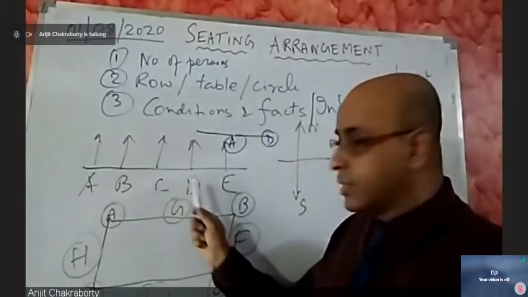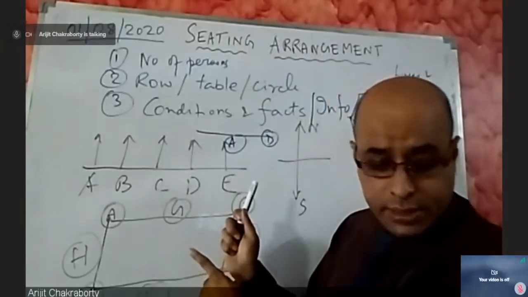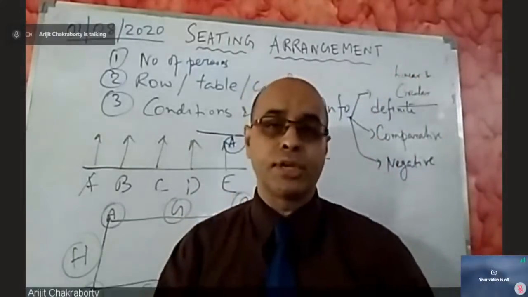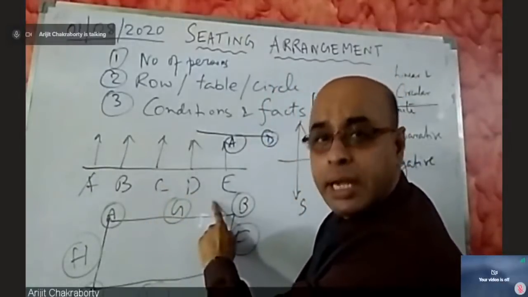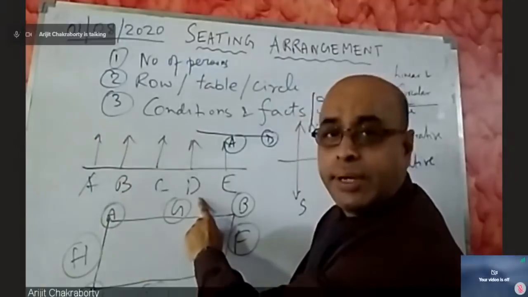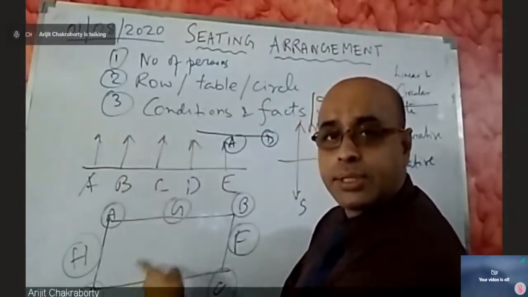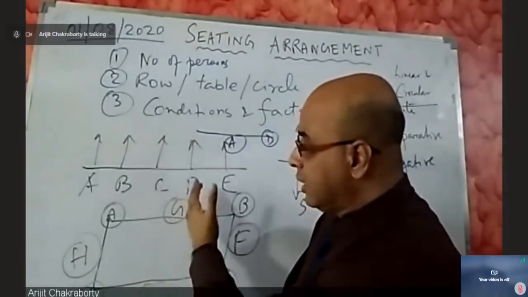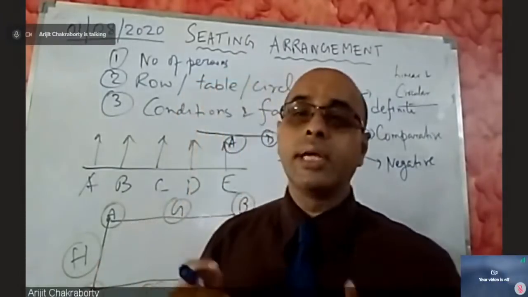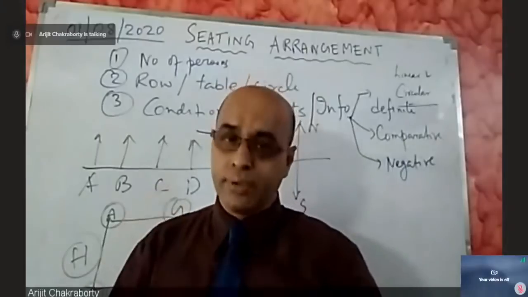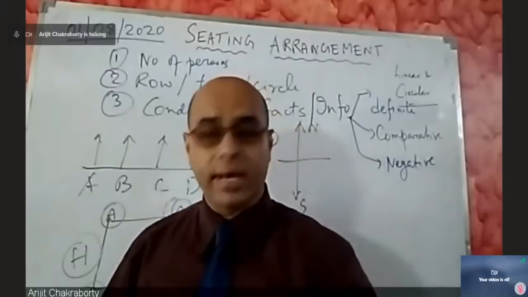So D is here, C is here. This information which I gave you is called comparative information, because I am comparing the position of C and D. I am telling you that wherever D is sitting, C is sitting to his left. So C is sitting to the left of D. This is a comparative information, right? So please note that information or facts can be definite and it can be comparative. Plus, it can be negative as well.